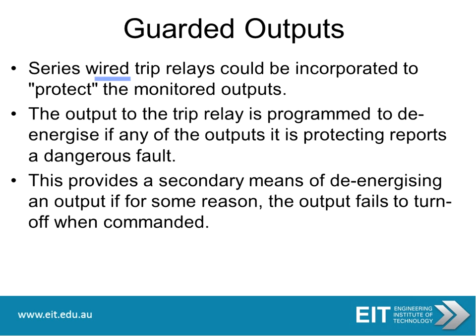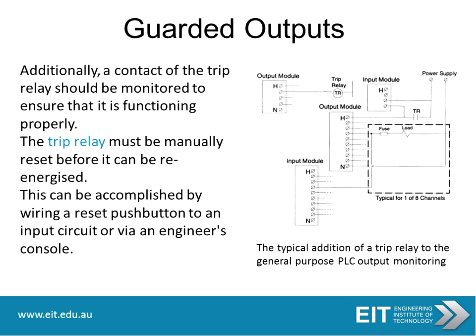So series-wired trip relays would be incorporated to protect the monitored outputs. The output to the trip relay is programmed to de-energize if any of the outputs it is protecting reports a dangerous fault. So this provides a secondary means of de-energizing an output if for some reason the output fails to turn off when commanded.